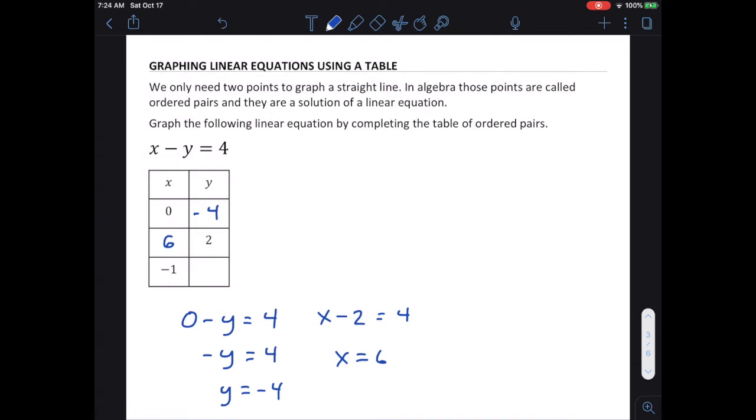And then the last one, we have x is negative 1, so we have negative 1 minus y equals 4. And we'll add 1 to both sides, so we end up with negative y equals 5. And then just like the first one, we're going to divide by negative 1 to get y is negative 5. So we're going to go ahead and plug that in. Okay, so we have a table of 3 ordered pairs. They're x and y values, and we can go ahead and graph this.